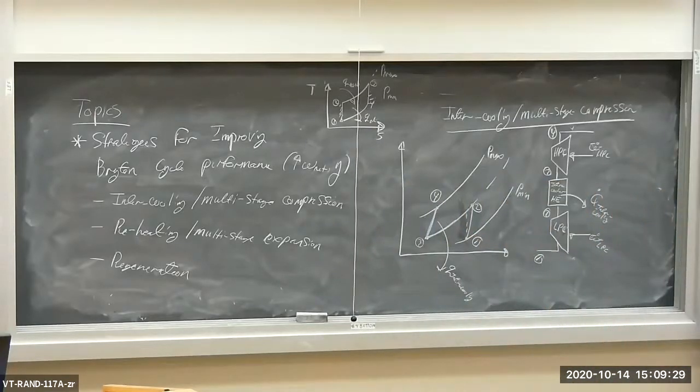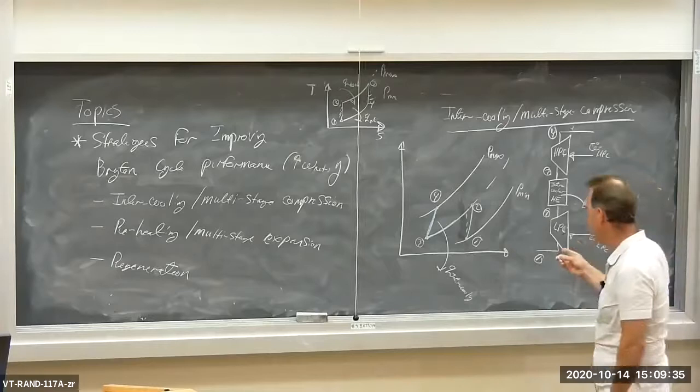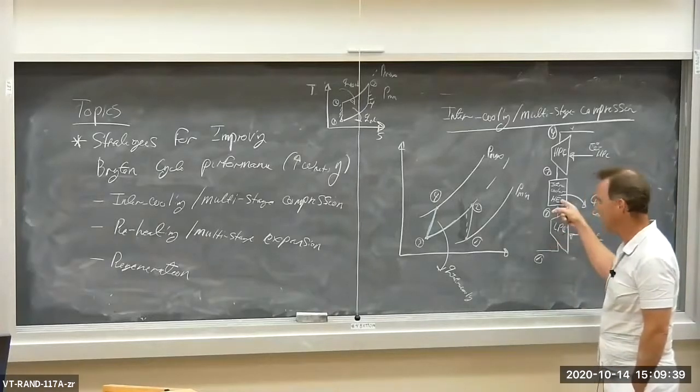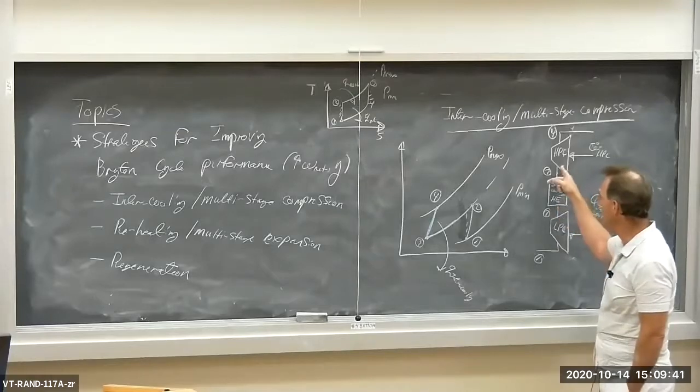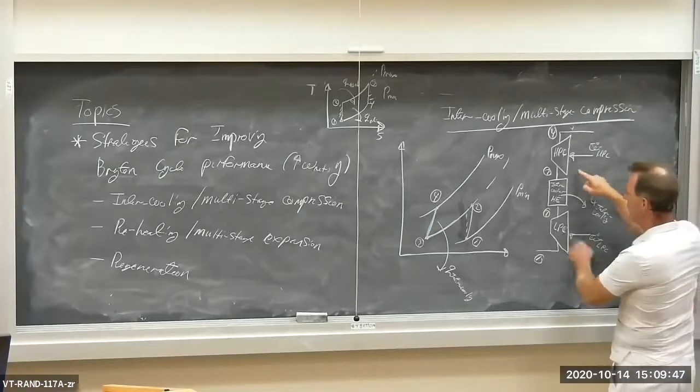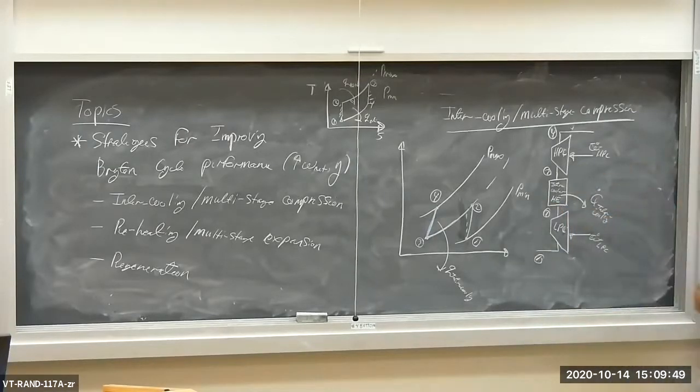Okay? So less specific work, less power to accomplish the compression process if we split it up into a low pressure compression process with an intercooler in between, completed with a high pressure compression process. Two compressors, one heat exchanger called an intercooler in between. Now we can do the same thing on the turbine end as well.